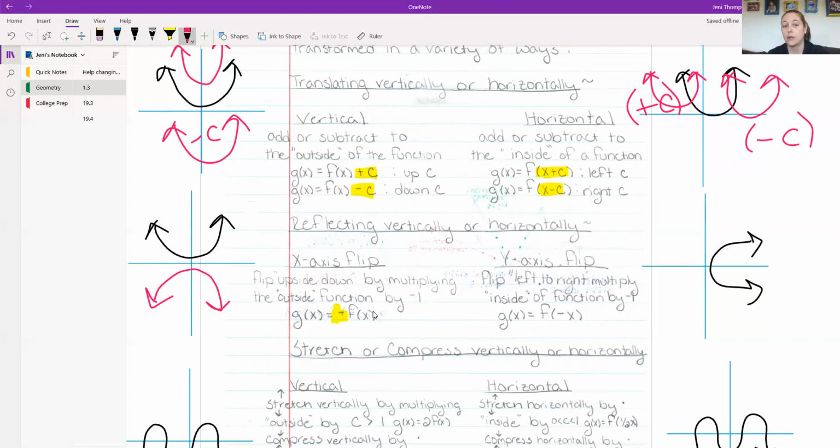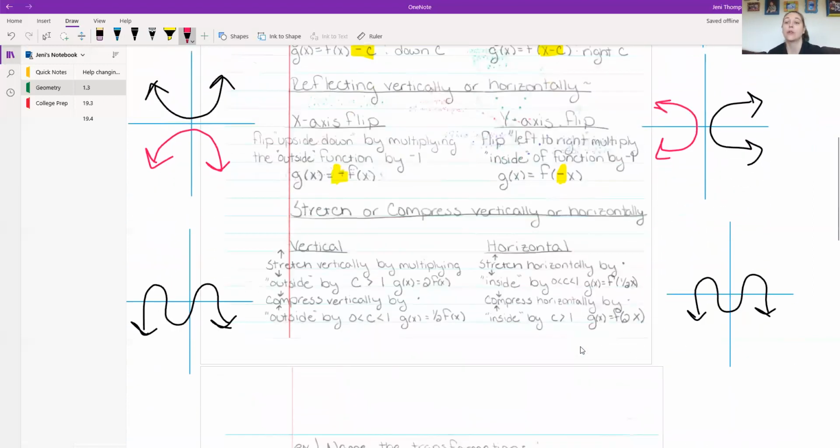It's flipped straight down. And then our y-axis flip, our negative is on the inside there. So that means we go across. Now, over here, here's our y-axis, right? So when we've got a negative on the inside of our function, it just flips right across the y-axis like that.